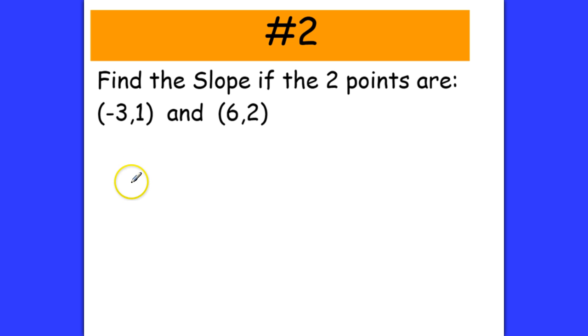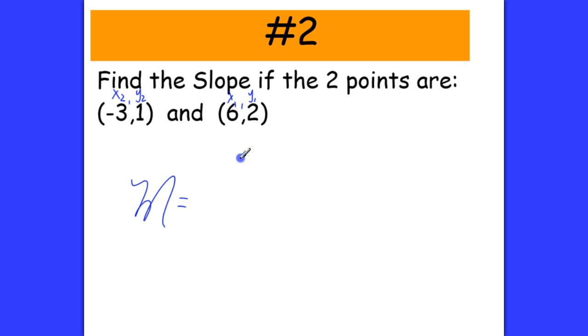Let's try one more here. Find the slope if the 2 points are this. So I'll just show you this time. I'll let this one be x2, y2. And I'll let this one be x1, y1. It doesn't matter which one you choose. What you should do is choose ones that are the most simple for you with their signs. But I just want you to see it both ways here.